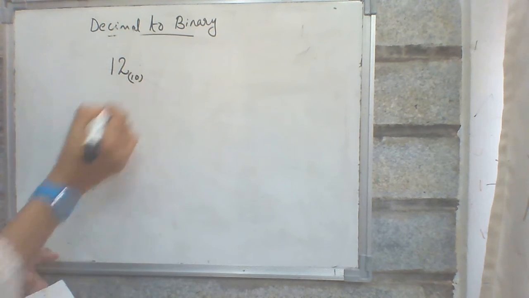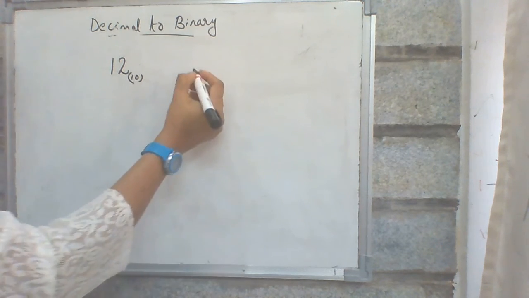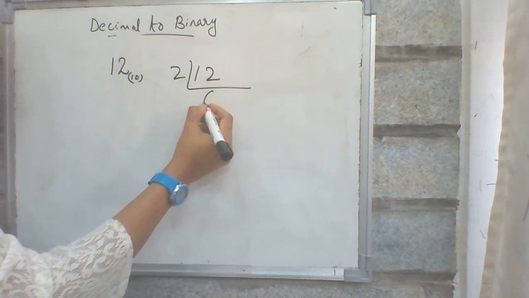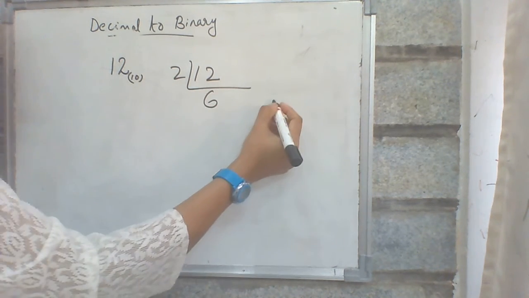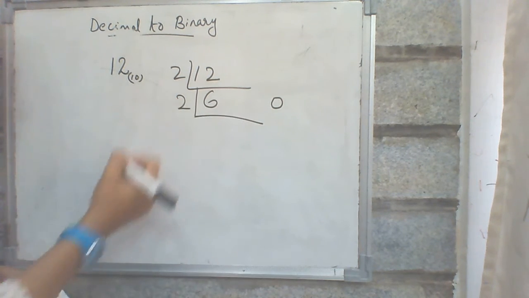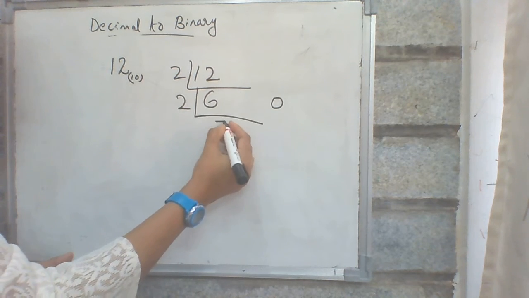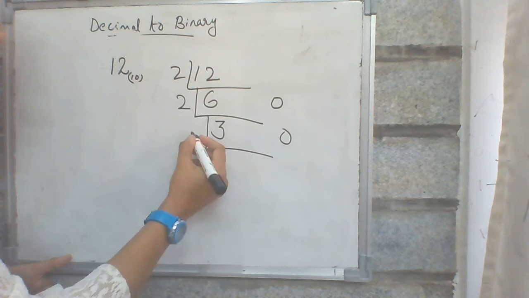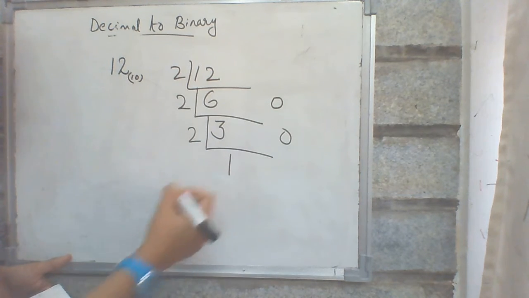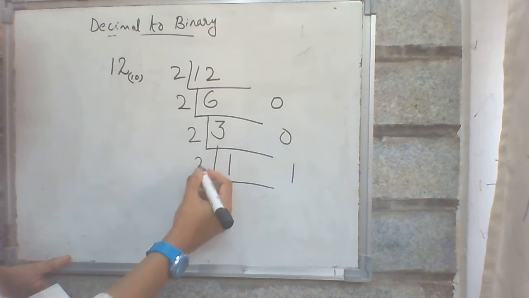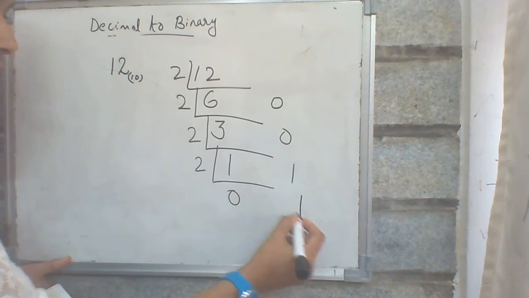How to convert this 12 decimal to binary? Then 12 divided by 2. What is the answer? 6 into 2 is equal to 12. The remainder is 0. Then again 6 by 2 is 3. What is the remainder? 0. Then 3 by 2. What is the answer? 1. What is the remainder? 1. Then again divide 1 by 2. The answer will be 0 and the remainder will be 1.